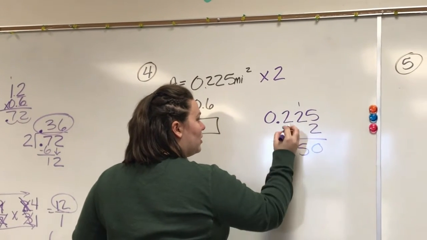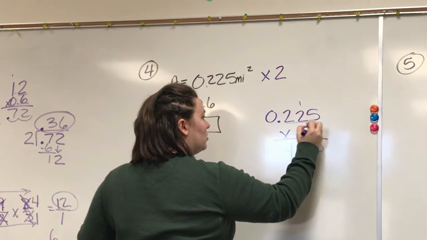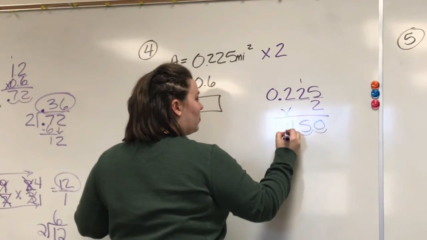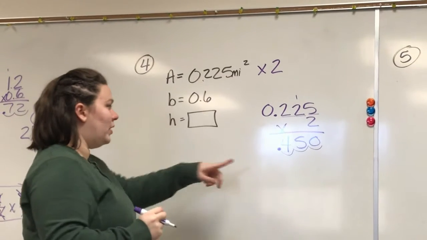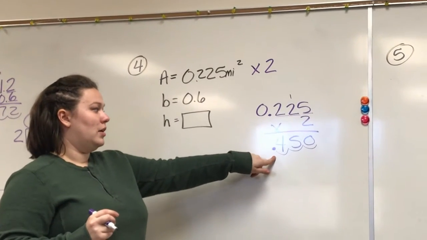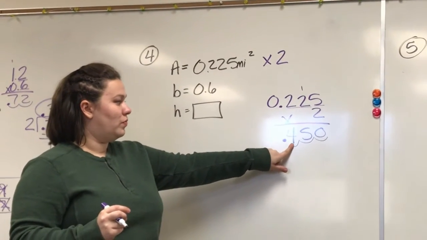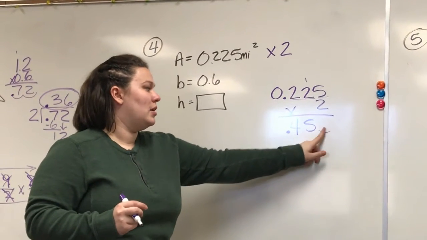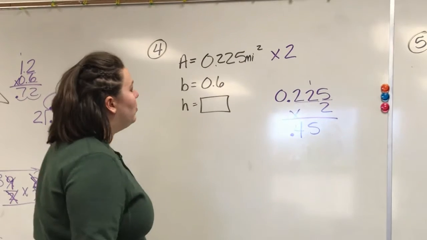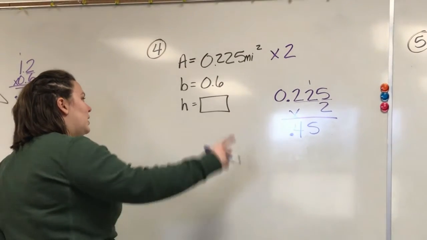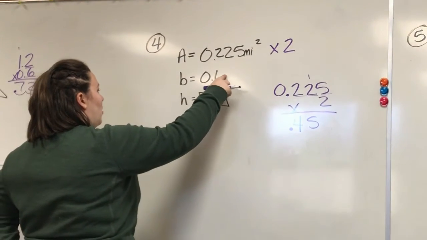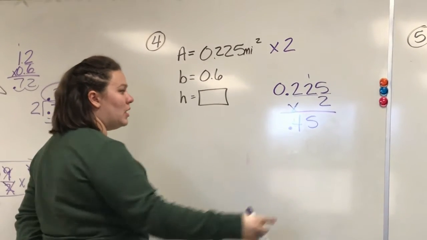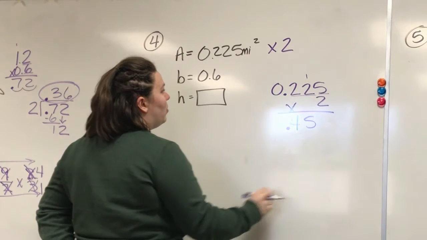And 0. Then count how many decimals there are total, and then move it that many times. 1, 2, 3. Okay, our new area that we're working with is 0.45, and you don't need a 0 at the end of a decimal. So 0.45. We need to see what the partner is. So 0.6 times something is going to get us 0.45.